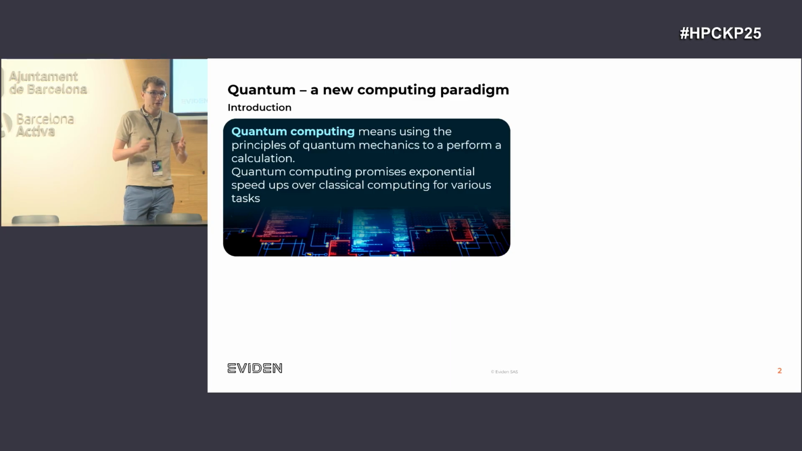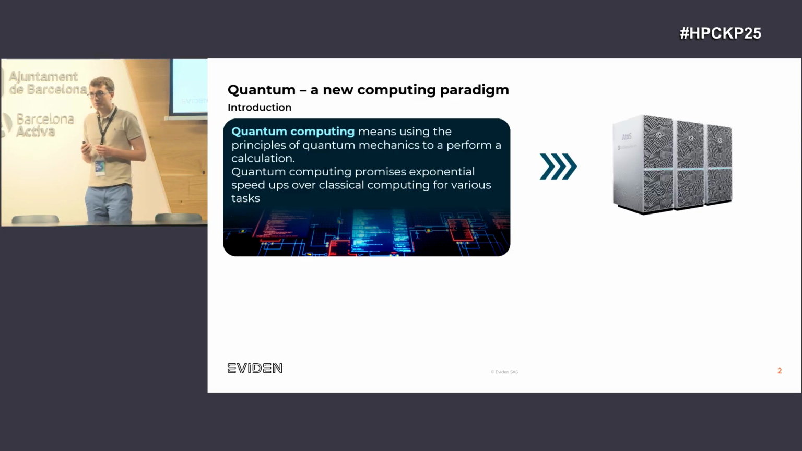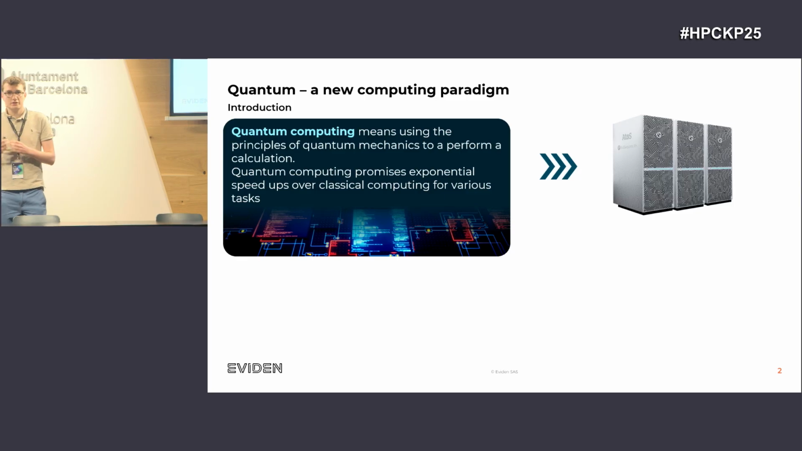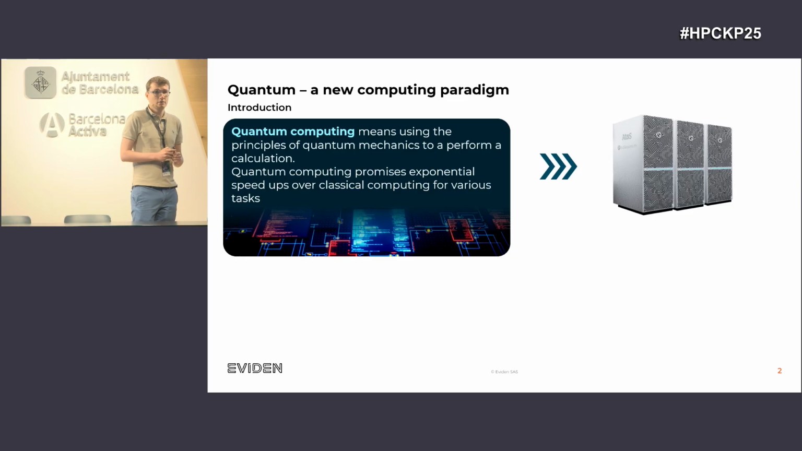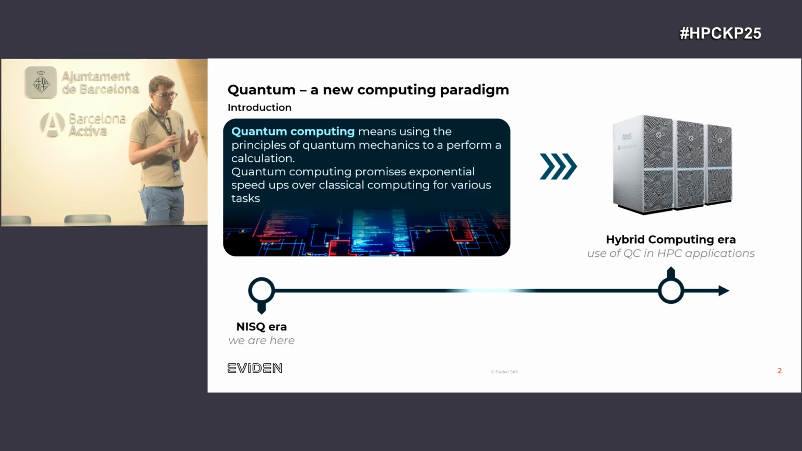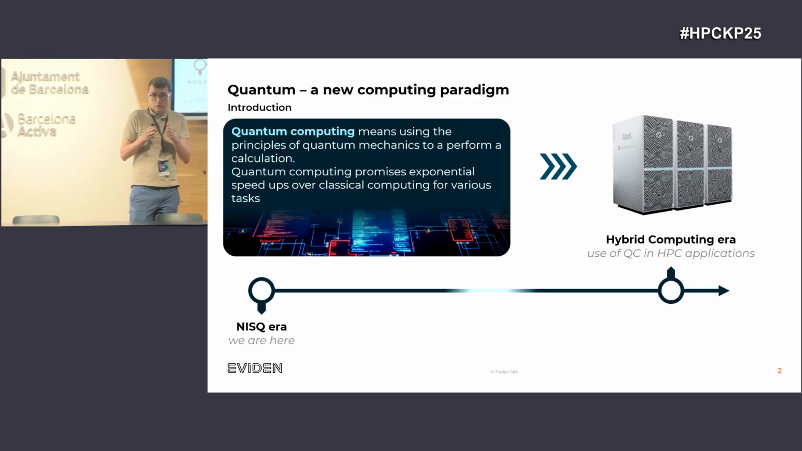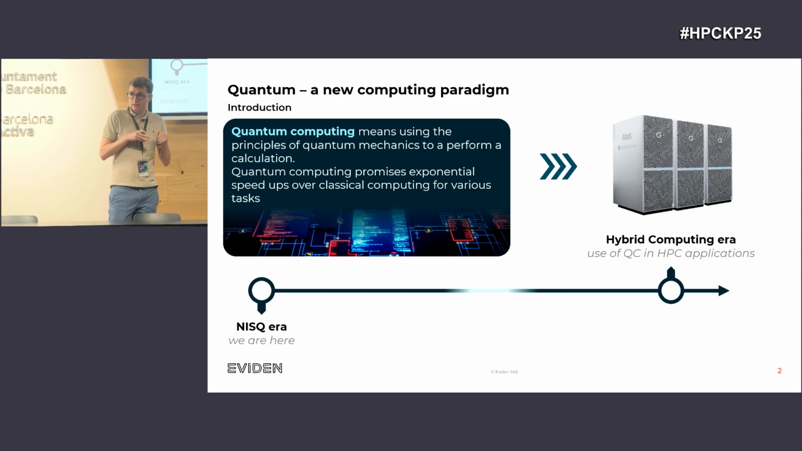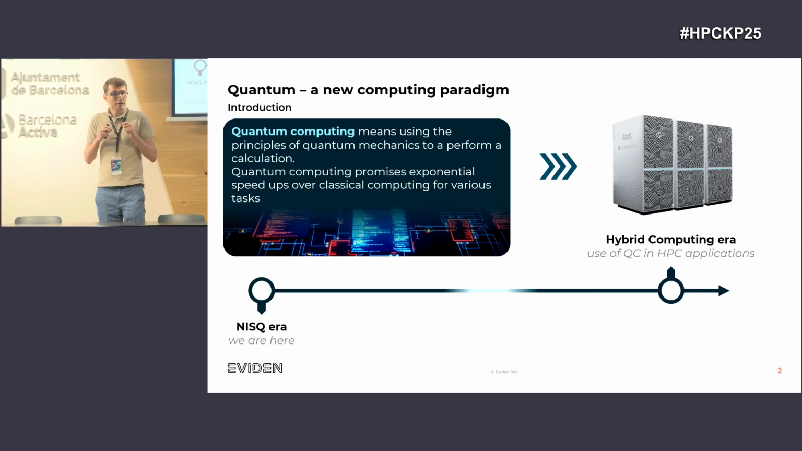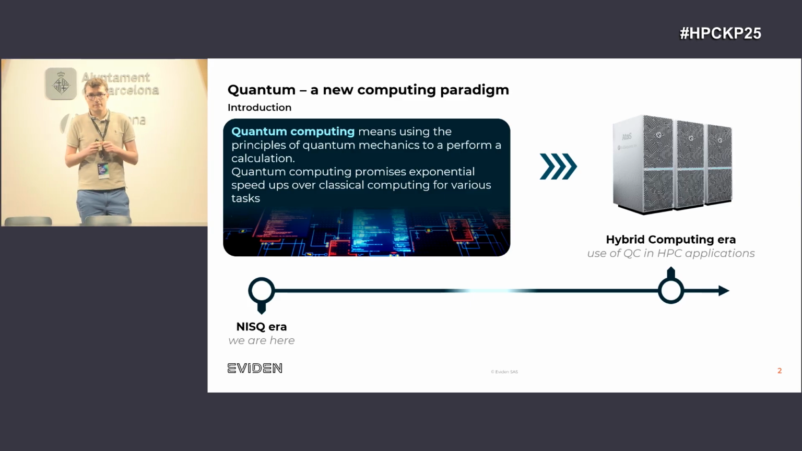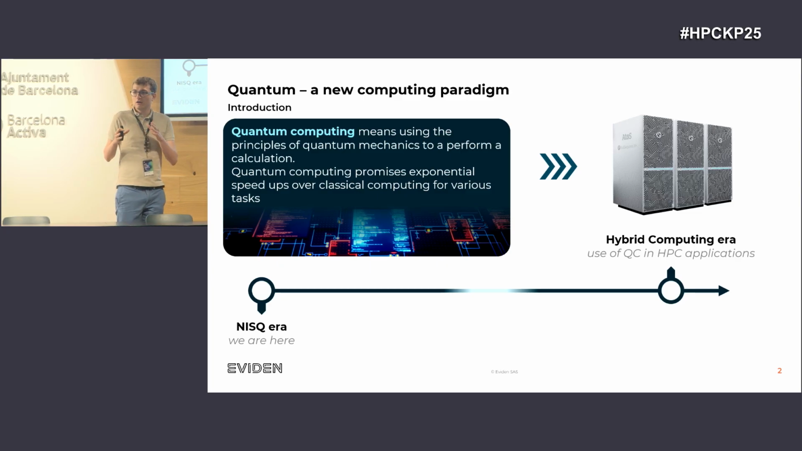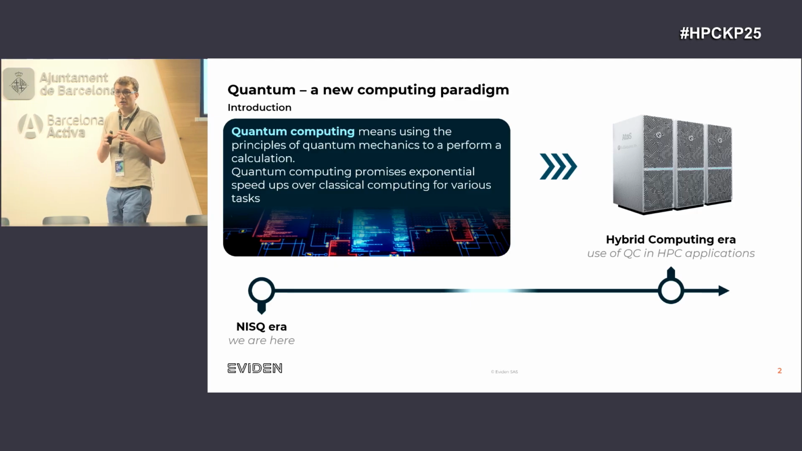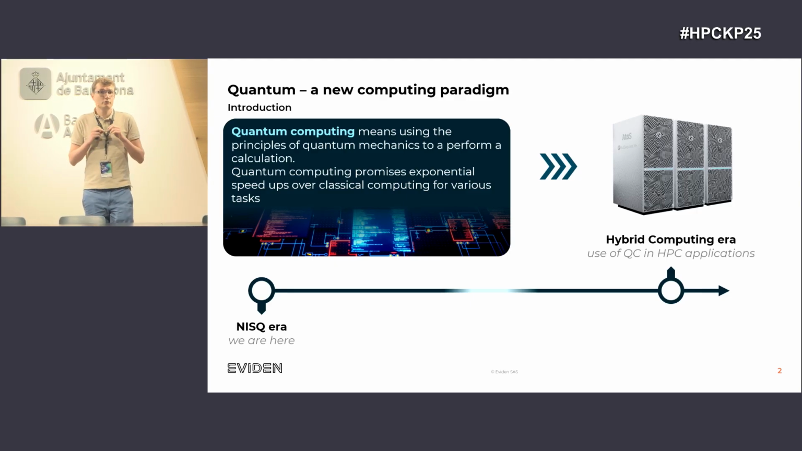And it will be used in HPC because high-performance computing is the field where we try to reach the limits of computing. There is a long way to travel to go from where we are today, which is called the NISQ era, to the use of quantum computing in HPC applications. Quantum computing in HPC doesn't really mean having a quantum computer in an HPC cluster, but using quantum processing units inside a useful application.